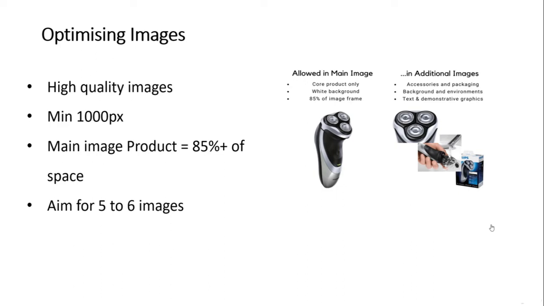The minimum size you should be using for any of these images is 1000 pixels on the shortest side. The main product image should be on a white background and should fill 85% of the image space. To enable your images to be zoomable, they should be 2500 pixels on the shortest side or more. I would encourage you to take a good look at the Amazon image standards before uploading any images to Amazon.